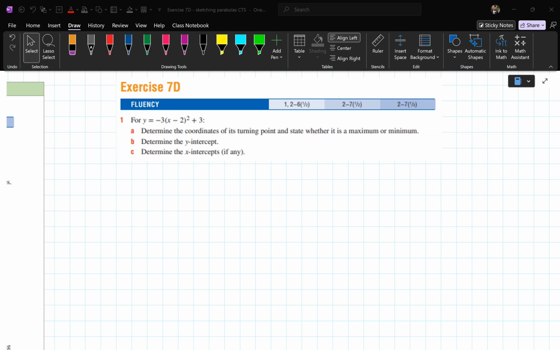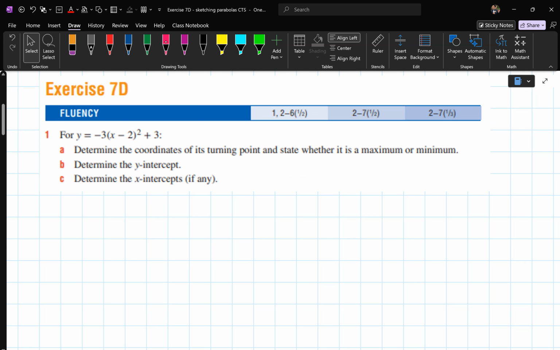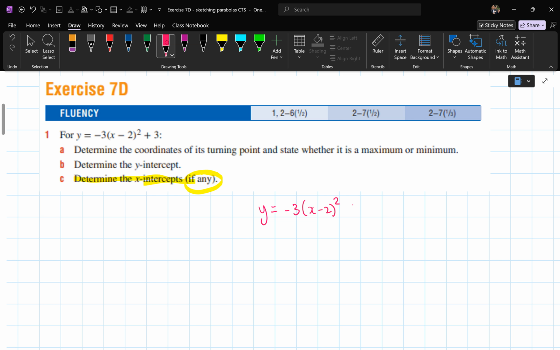Hi there, you tens. We've got a question for exercise 7D, question 1c. Here it says, determine the x-intercepts if there are any. Well, let's have a quick visualization of this graph. You've got y equals -3 bracket x minus 2 squared plus 3.